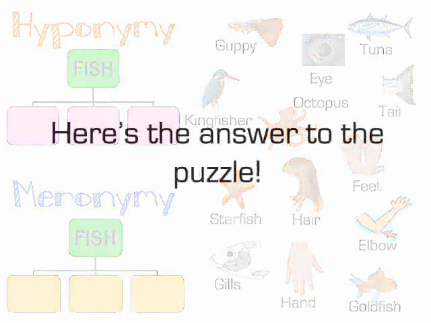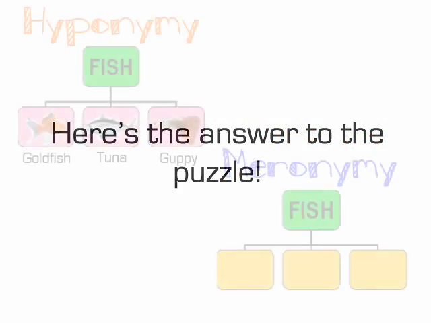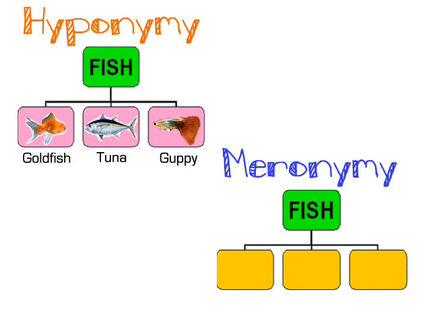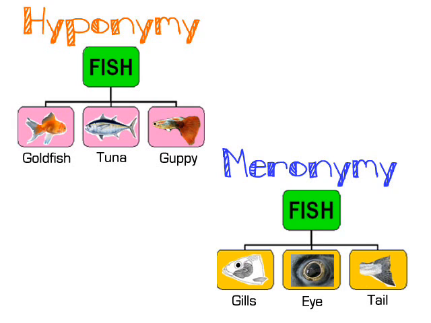Here's the answer to the puzzle. Under hyponymy, we have goldfish, guppy, and tuna. Goldfish, guppy, and tuna are all types of fish. Therefore, they are all hyponyms of fish. Under meronymy, we have gills, tail, and eyes. Gills, tail, and eyes are parts of the fish. Therefore, they are meronyms of the fish.